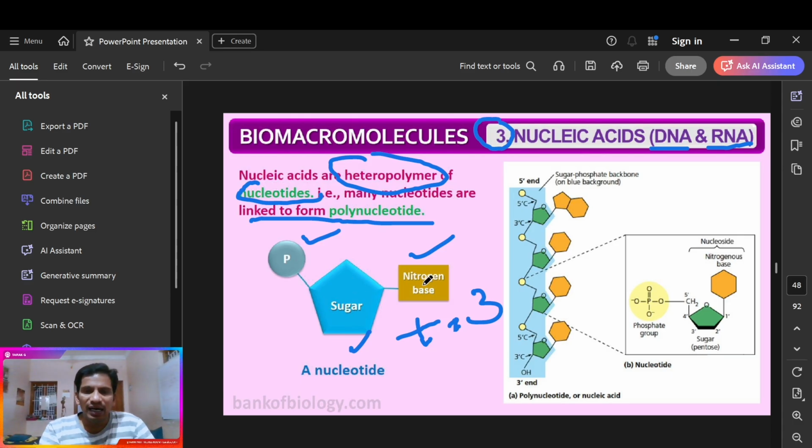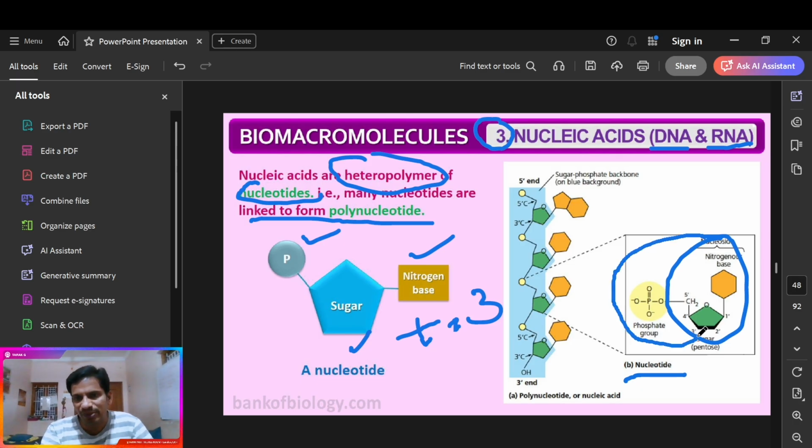Nitrogen bases, you know, are purines and pyrimidines. Sugar is the ribose sugar, right? Phosphate group. So these all together are called a nucleotide. Got it? Nucleoside means nitrogen base plus sugar only. If you add phosphate, that is a nucleotide, right? If these two are there, we call it a nucleoside. Along with the two, you have to add phosphate. This we call a nucleotide, right?